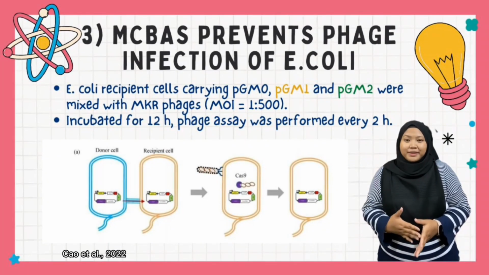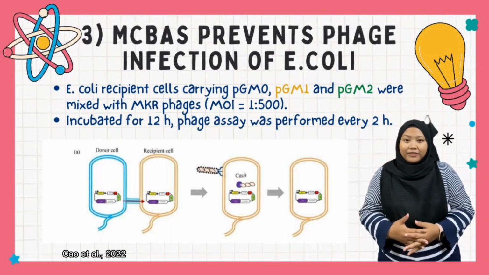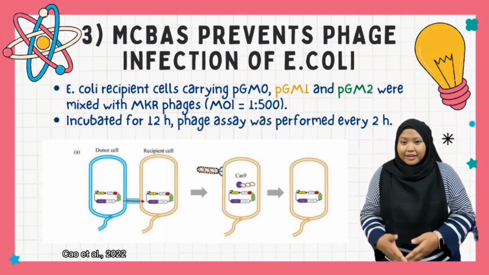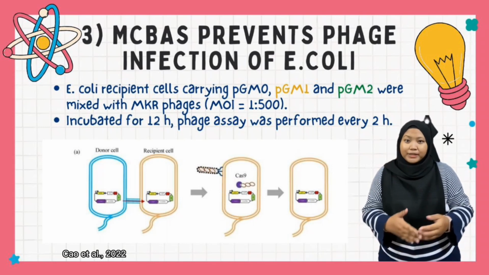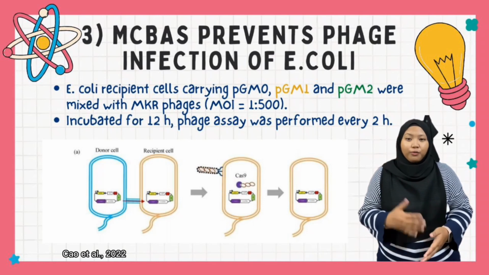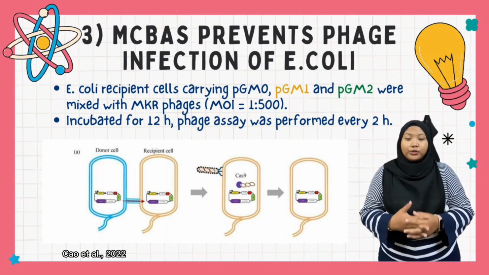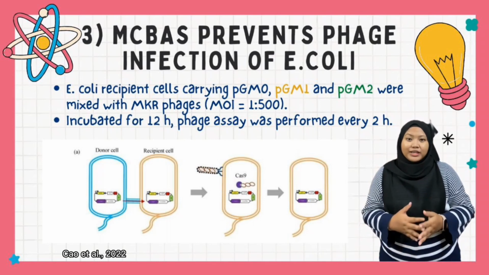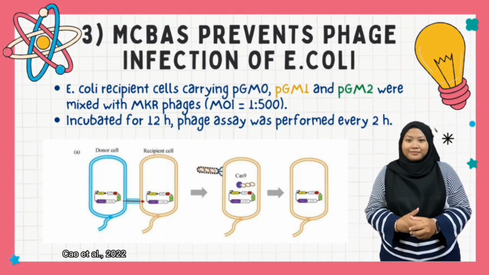Next is MCBAS can prevent fish infection of E. coli. To test the preventive effect of the MCBAS, E. coli recipient cells that carry PGM0, PGM1 and PGM2 were combined with MKR-PAGE at a ratio of 1 to 500. After incubating the bacterial culture for 12 hours, a PAGE yield experiment was carried out at a regular interval of 2 hours.